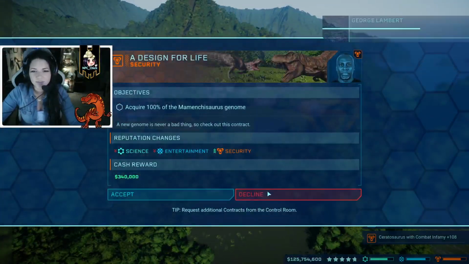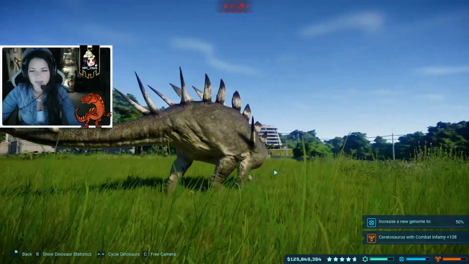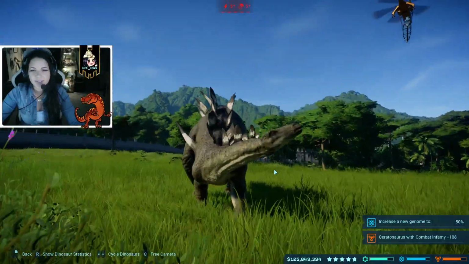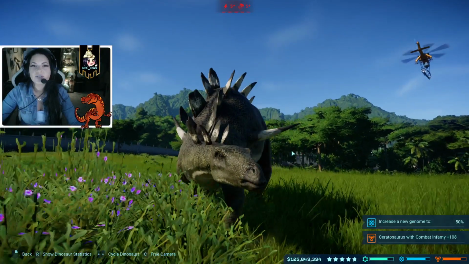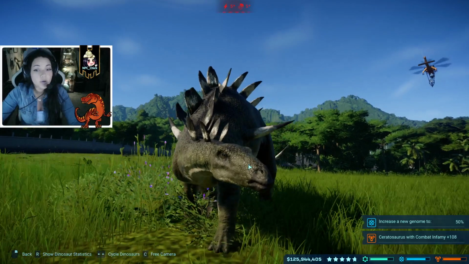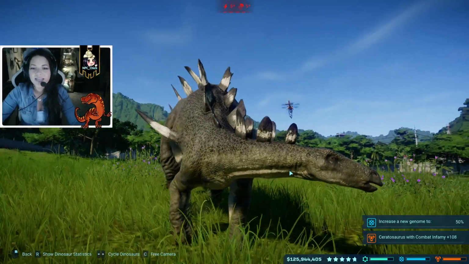Let me go over to another Kentrosaurus so that we can see its face a little bit better. Of course, he's hiding from us. Alright, if we look a little bit closer at the Kentrosaurus, we see right here, Kentrosaurus had a beak. It had no teeth.